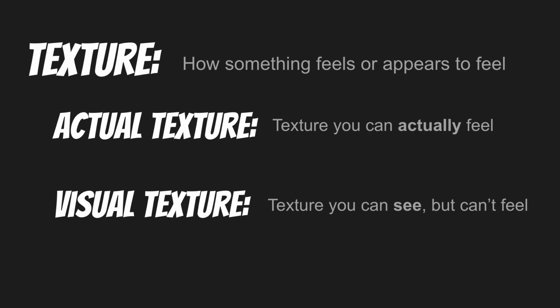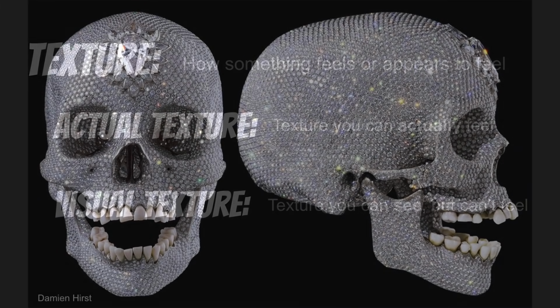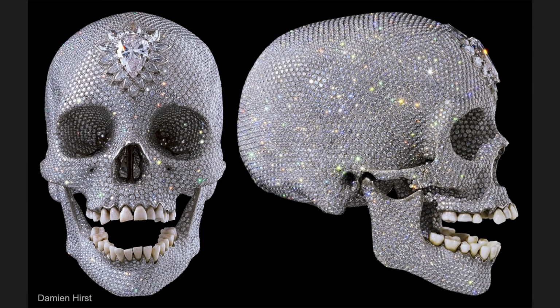So I'm going to give you a pop quiz. This is an artwork by Damien Hirst. It is a diamond-studded human skull. Quite a bit morbid, also quite a bit expensive. Now, is this skull visual or actual texture? It's actually a trick question. It's visual texture because we can see the sharp, bumpy, and hard texture of those diamonds. But if we tried to touch it, we'd actually just feel the smoothness of the screen in front of us.